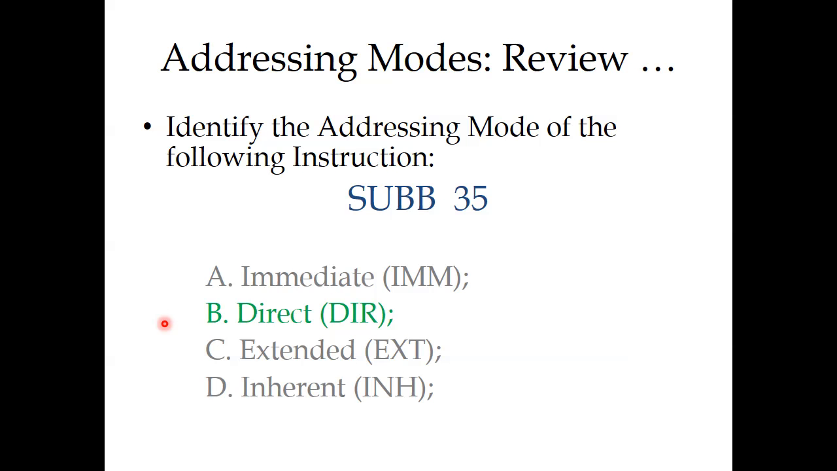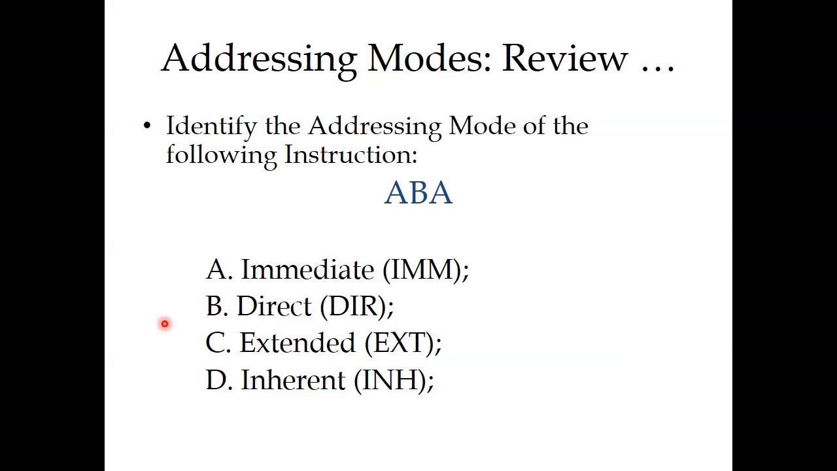Remember, the difference between direct and extended is 1 byte and 2 bytes, right? 35 is actually 1 byte, right? Remember, 35 is what? Decimal, right? Because there is no pound, no dollar sign, no percentage sign. So make sure you know what the number system is. This is 35 written in decimal. So this is 1 byte basically. What is this instruction? Inherent, very simple because no operand.